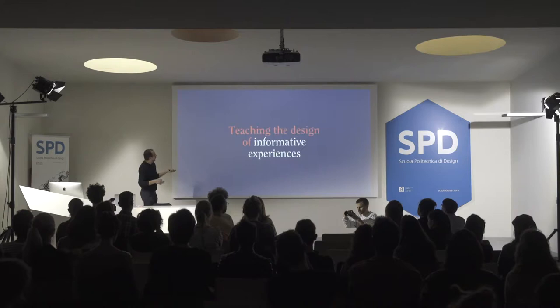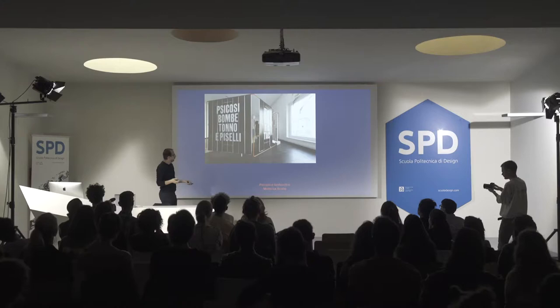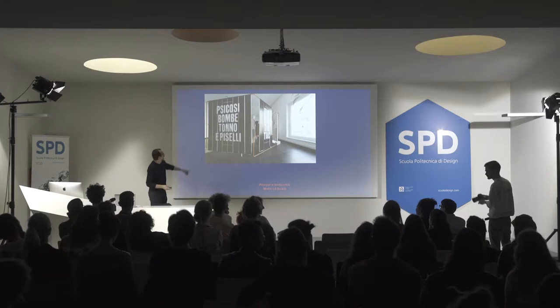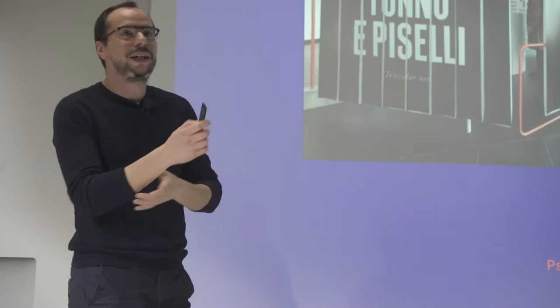The next examples are works made by our students and are very different. For instance, this one is called Psychosis and Lentils. I don't know how to translate lentils, thank you. That was a real title of a newspaper. What is this project about? After the Paris attack, the terrorist attack at the Bataclan, something very strange happened in the worldwide media, especially in Europe, especially in Italy.